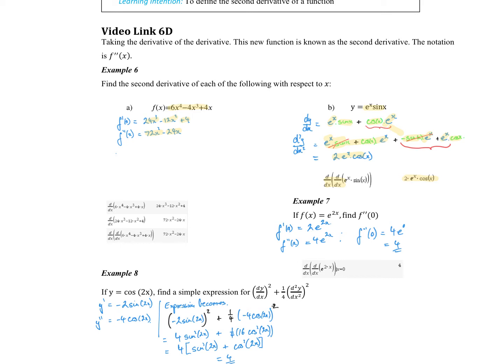Example 7 there, we've got a function f double dash. So f dash of x, k e to the kx, so 2e to the 2x, differentiate a second time, k e to the kx, 4e to the 2x, if I want to substitute 0 into there, 4e to the 0 is 4 times 1, which is 4, which is what we have.